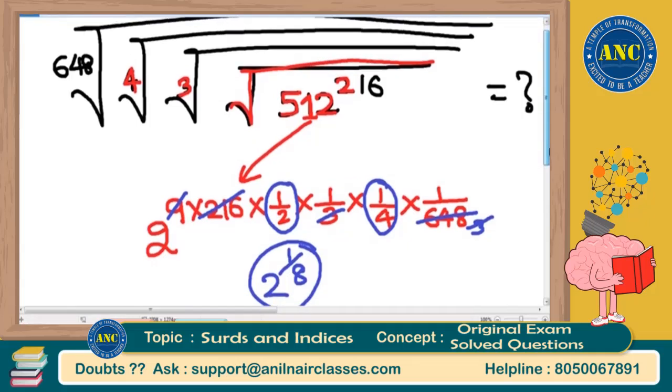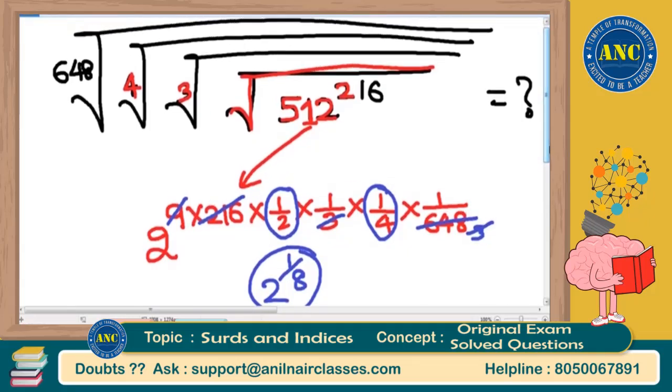Question will definitely look difficult. That is the nature of a person who will create the examination question. He will make you look difficult, but he will give an easy question. I hope the idea should be very clear. Answer is 2 power 1 by 8. It cannot be further simplified, so keep it as it is.